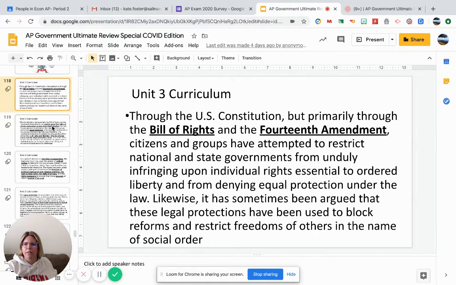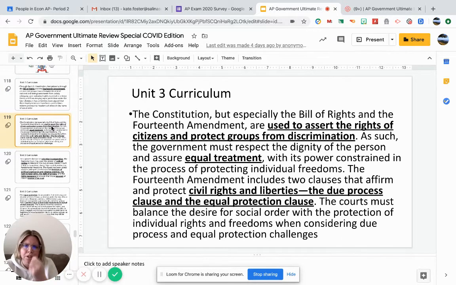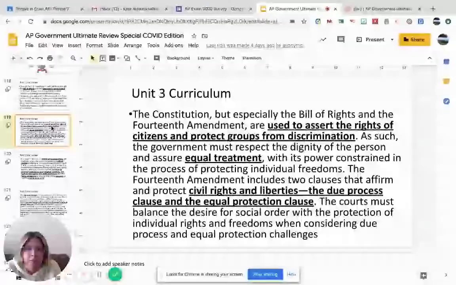All right. The Constitution, but especially the Bill of Rights and the 14th Amendment, are used to assert the rights of citizens and protect groups from discrimination. As such, the government must respect the dignity of the person and assure equal treatment with its power constrained in the process of protecting individual freedoms.